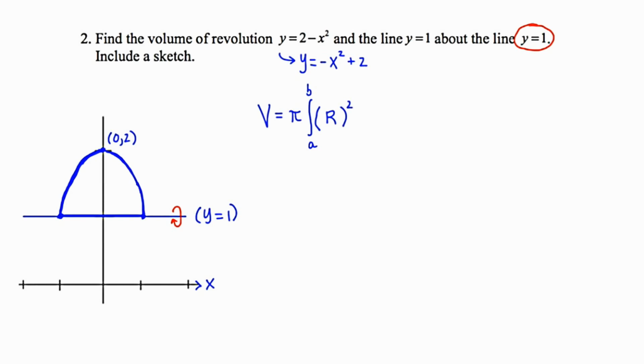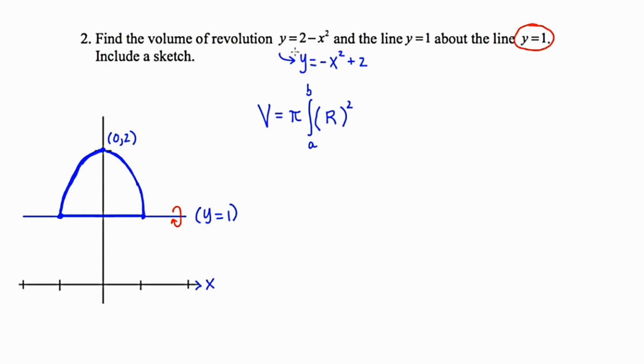Okay, in our next example, we're going to be faced with a number of challenges unlike our first couple of examples, so you're going to want to pay close attention. Find the volume of revolution given the function y equals 2 minus x squared and the line y equals 1, about the line y equals 1.